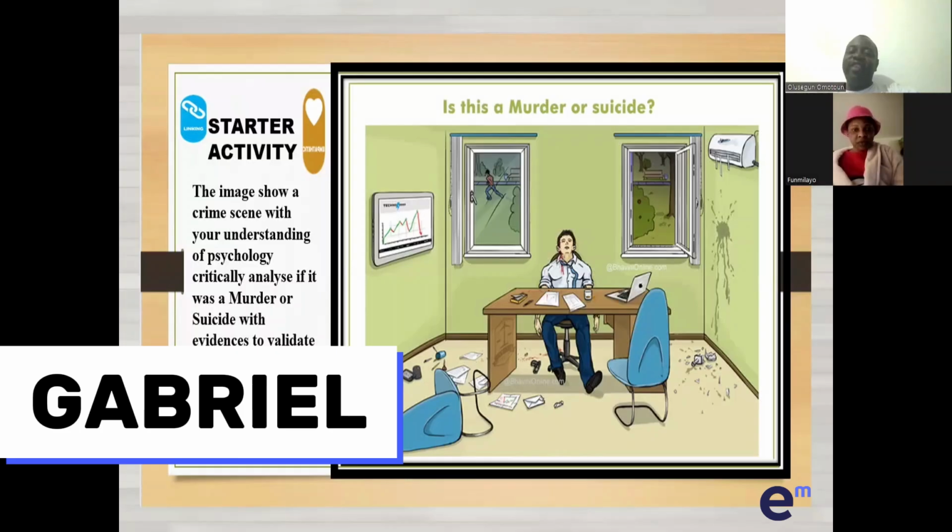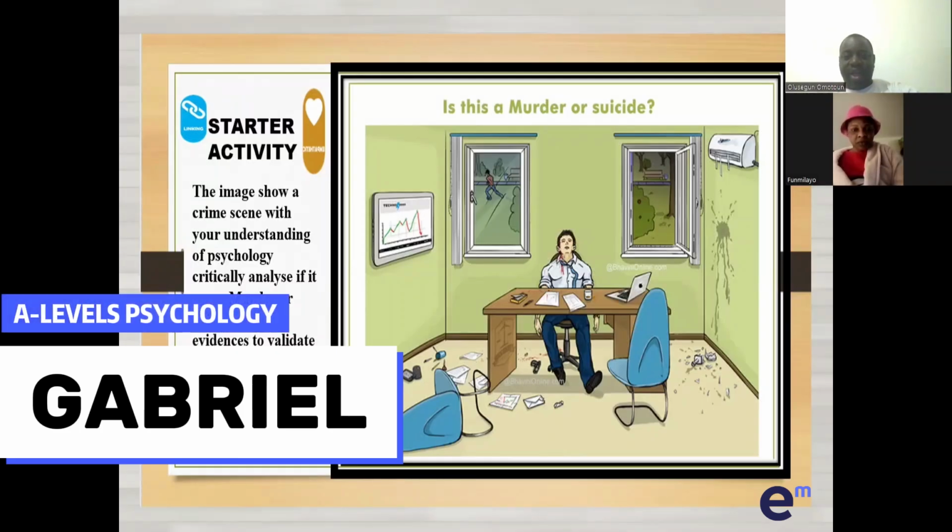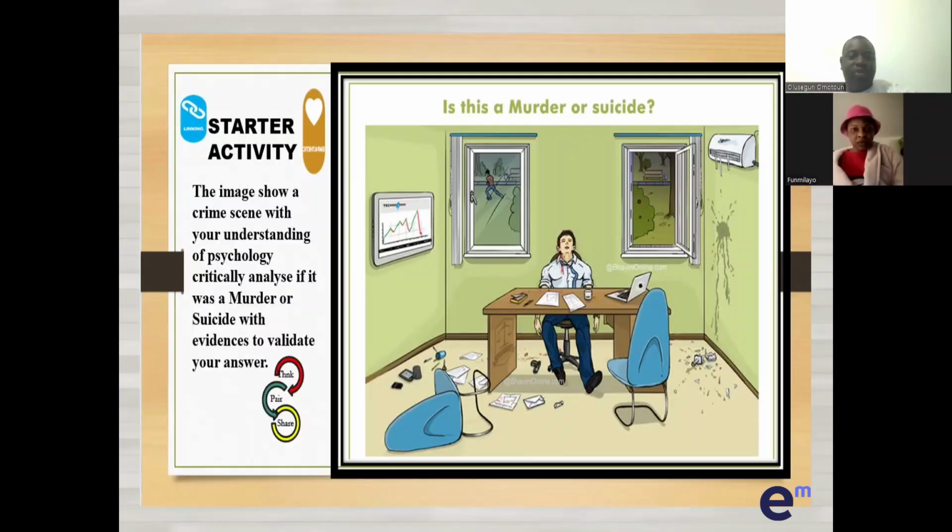So I want you to look at this image properly in 5 minutes. And after you've looked at the image, according to the starter activity, the image shows a crime scene. With your understanding of psychology, critically analyze if it was a murder or a suicide case. With your evidence, validate your answer.